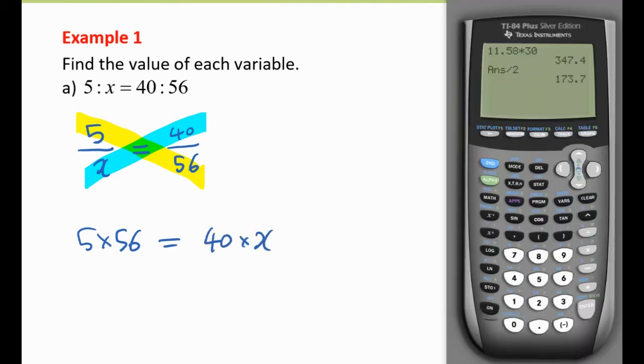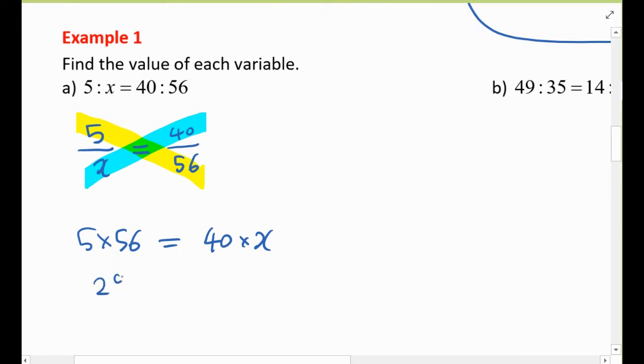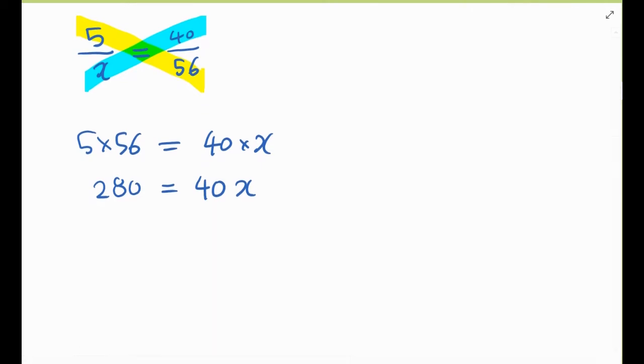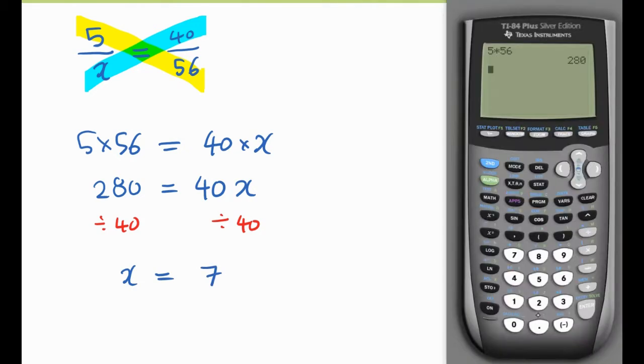So use your calculator. 5 times 56, that's 280. 280 is 40 times x. So you're going to divide both sides by 40. Then x will be 7. So if you cannot do mental math, you can just use your calculator. 280 divided by 40, that is 7. All right?